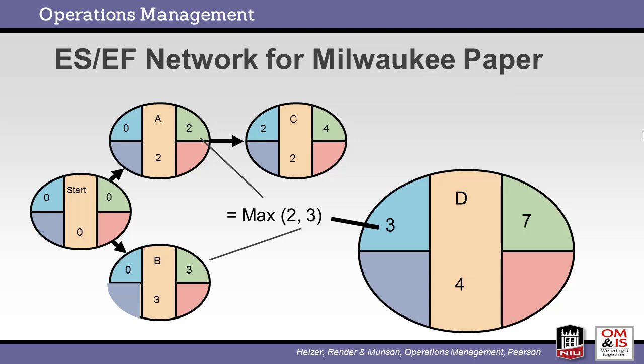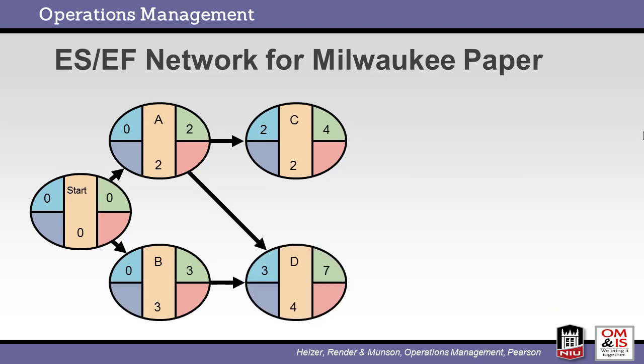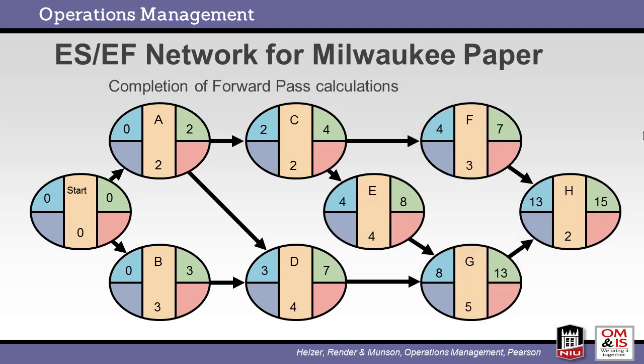Since activities A and B precede activity D, the earliest start of D is the larger of the earliest finishes for activities A and B. Again, the earliest finish is the earliest start plus the duration. Now activity D is linked to its predecessors. Using the same logic, we complete the activity network with the remaining activities. This completes the forward pass analysis. Note that the earliest finish of activity H, and thus the length of the overall project, is 15 weeks.